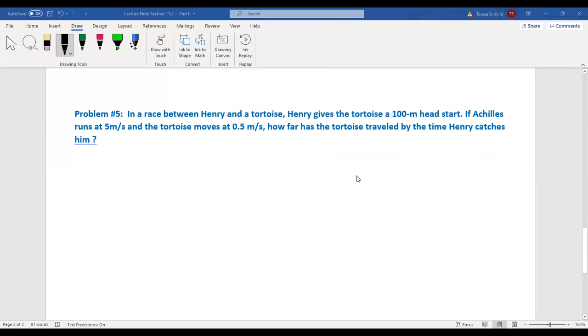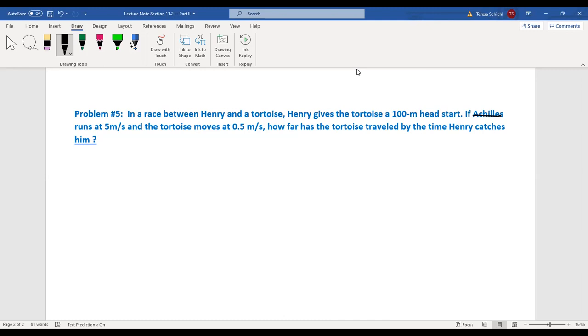Problem number 5 talks about a race between Henry and a tortoise. Henry gave the tortoise a 100-meter head start. I guess the name of the tortoise is Archie. Henry runs at 5 meters per second, and the tortoise moves at 0.5 meters per second. I'm sorry, I got the names mixed up. So how far has the tortoise traveled by the time Henry catches up with it?